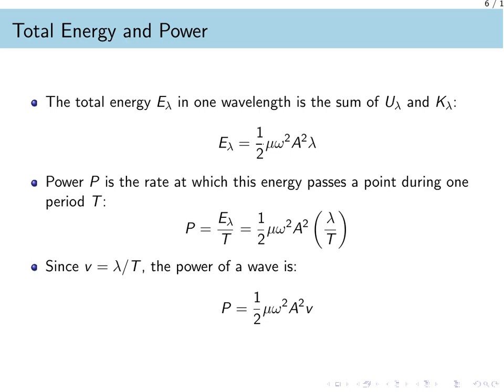By adding our previous results, we find that the total energy is equal to 1/2 times the linear mass density times the square of the angular frequency times the square of the amplitude times the wavelength. Power is defined as the rate at which this energy passes a given point. Since this total energy passes by during one period of the oscillation, the power is equal to the total energy divided by the period. Because the wave speed is equal to the wavelength divided by the period, we can simplify the power of a wave to be 1/2 times the linear mass density times the square of the angular frequency times the square of the amplitude times the wave speed.